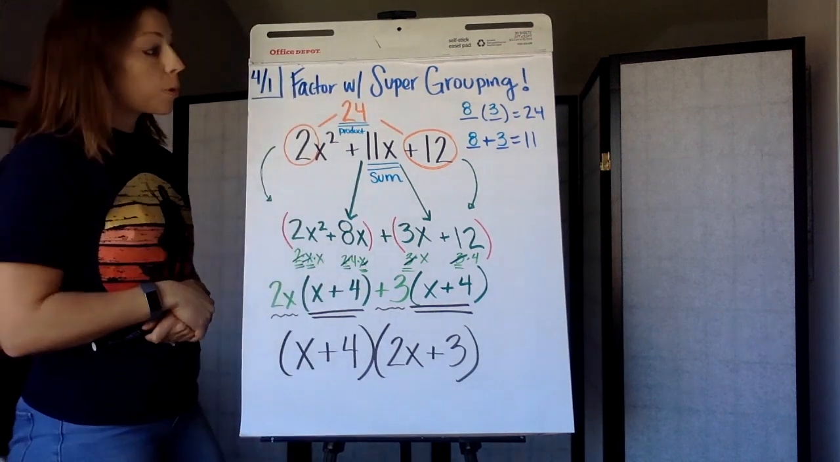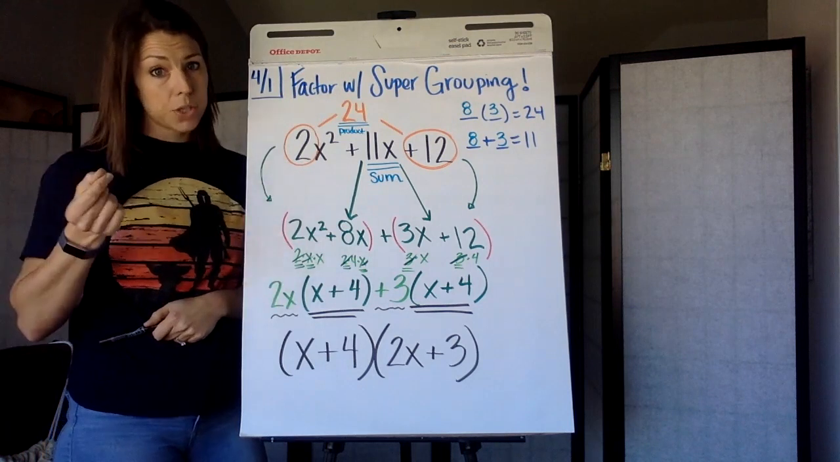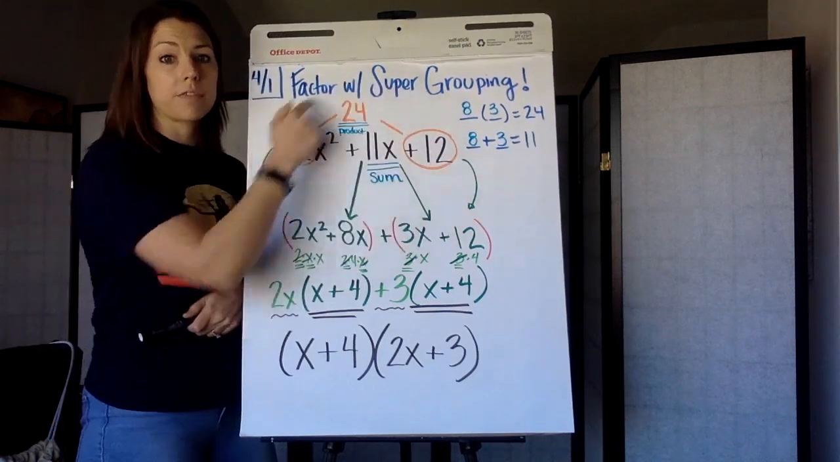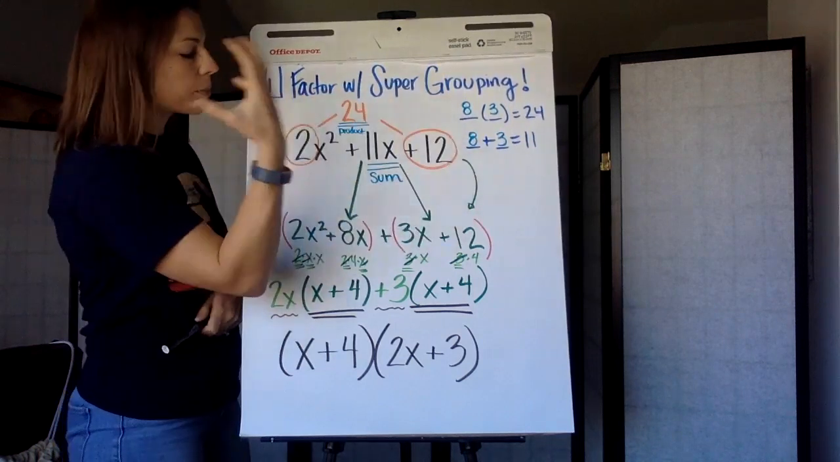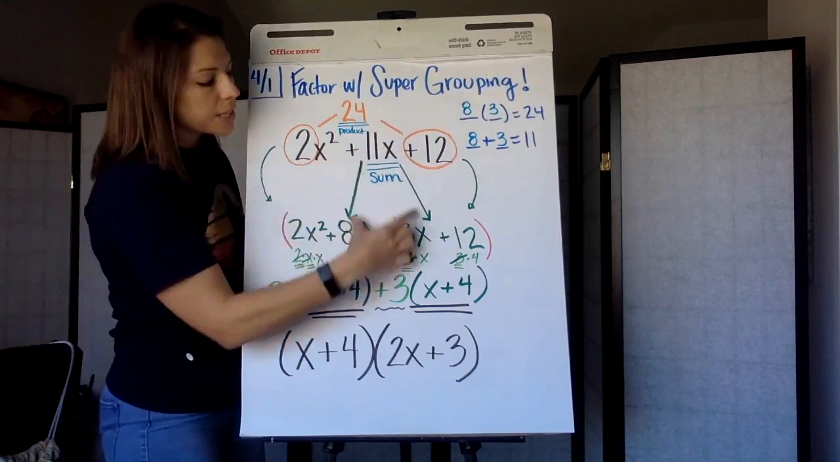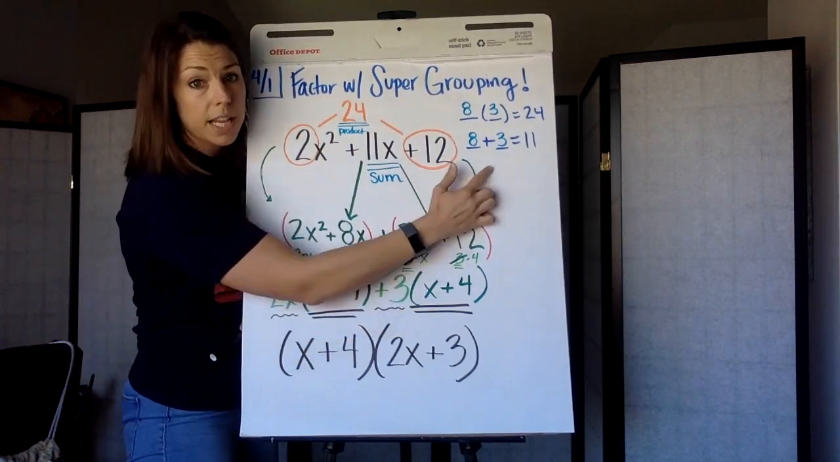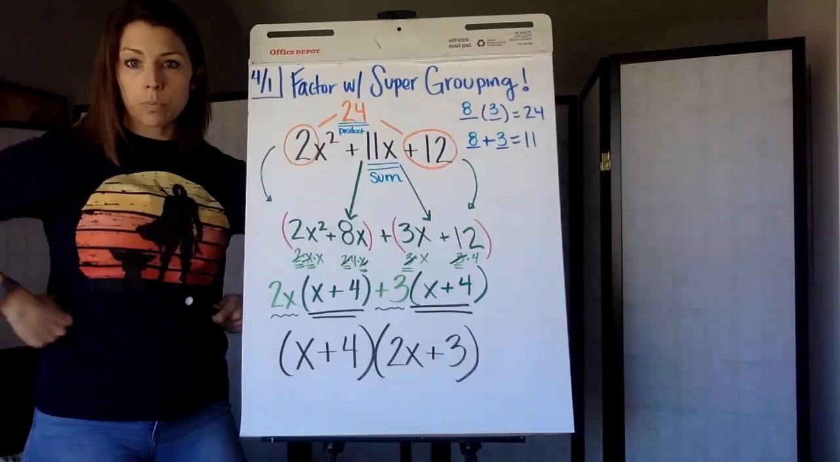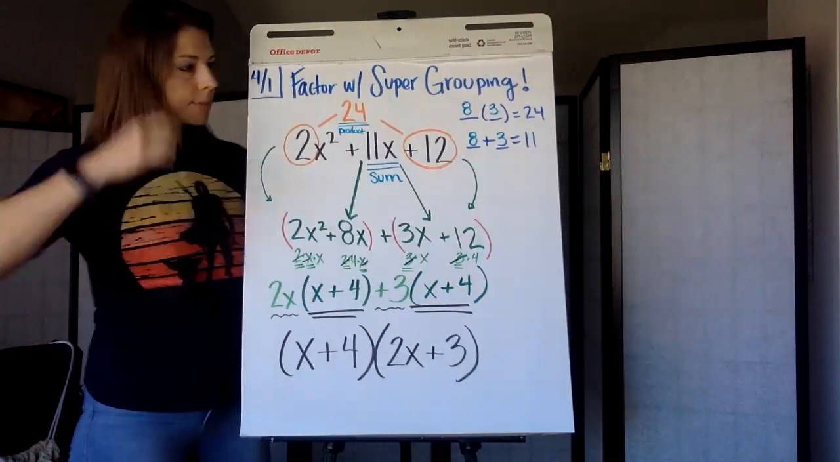Again, just to review, we played the P's and Q's game, but with a slight twist. Instead of finding a product of the last term, we found a product of both of them. So we did what two numbers have a sum of 11 and a product of 2 times 12. Then we split the middle term into those two numbers, 8 and 3, and factored by grouping. That's why we call it supergrouping, superhero stance.